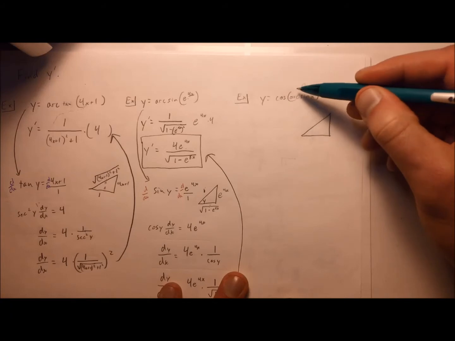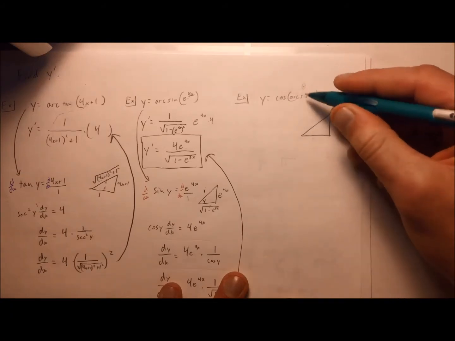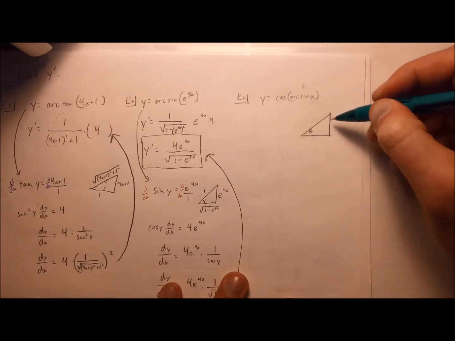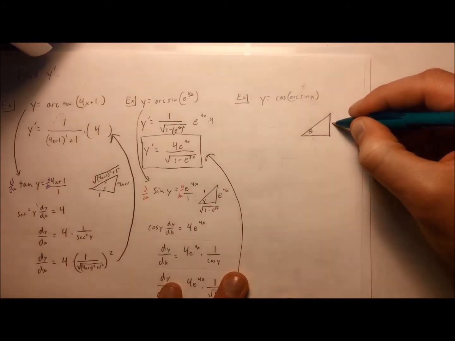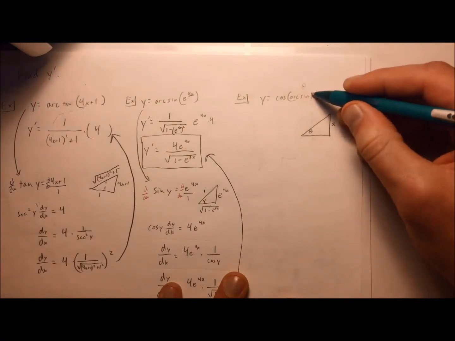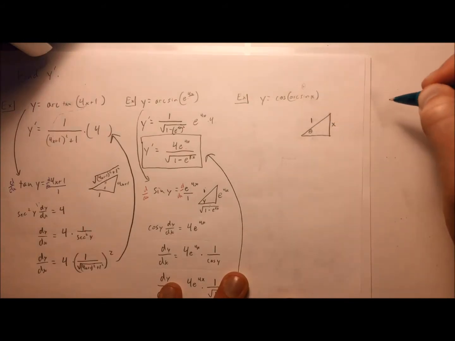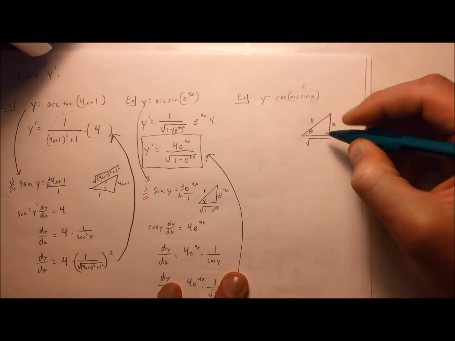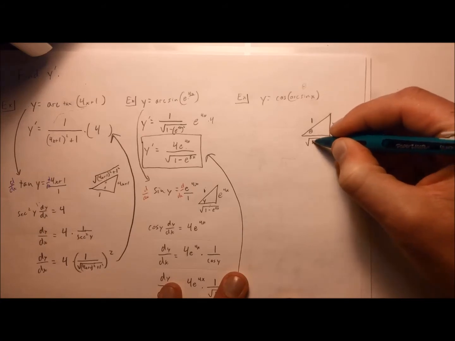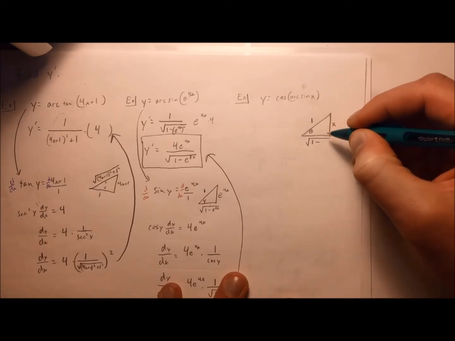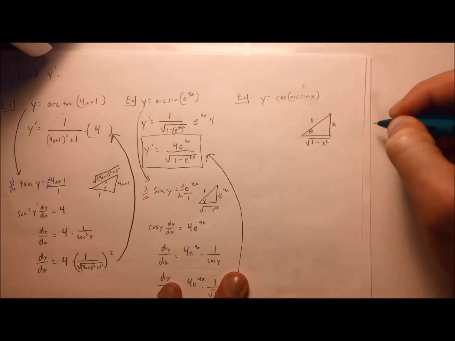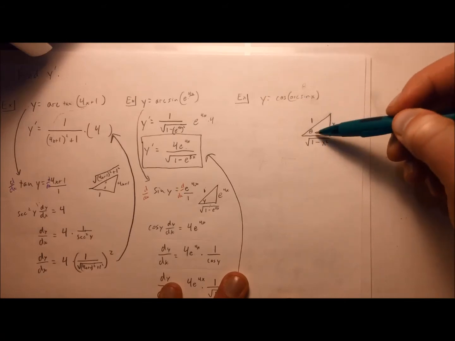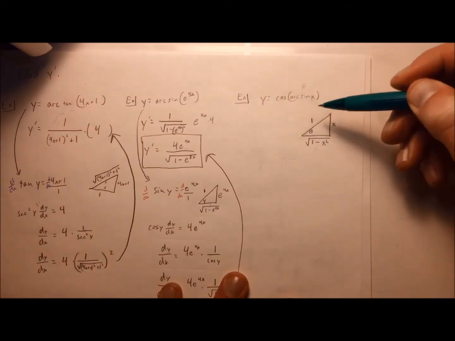Now remember, cosine is always of an angle. We're going to call this inside angle here theta. And theta is the arcsine of x, which means the opposite side is x. The hypotenuse is 1. After a little Pythagorean theorem, I know the remaining side, the adjacent side, is the square root of 1 minus x squared. Now I got to take the cosine of this angle. The cosine of this angle is adjacent over hypotenuse.